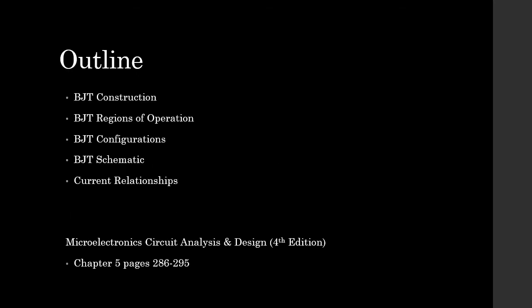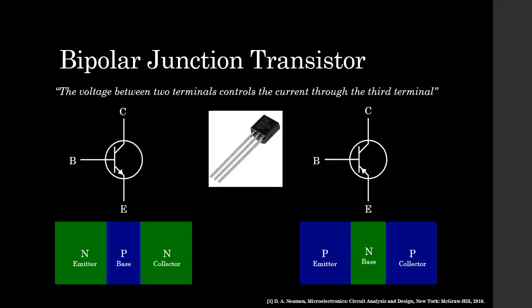We'll be looking at the construction of the BJT, the regions of operation, different configurations, the schematic, and finally some current relationships. Now students, you can always go and check your textbook, chapter 5, pages 286 to 295 for more information. And please remember that literally everything's examinable in this lecture, so pay attention.